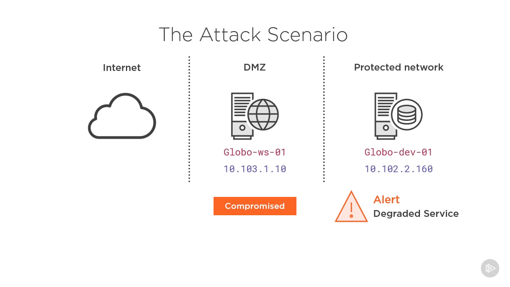In terms of actionable intelligence, we already know that Global Workstation 1 is known to be compromised at this point. The concerning fact is that users have reported degraded activity on GlobalDev1, and this is the start point of our investigation.